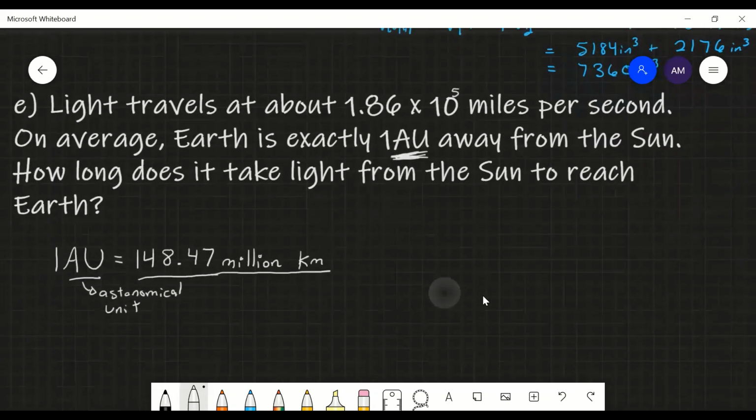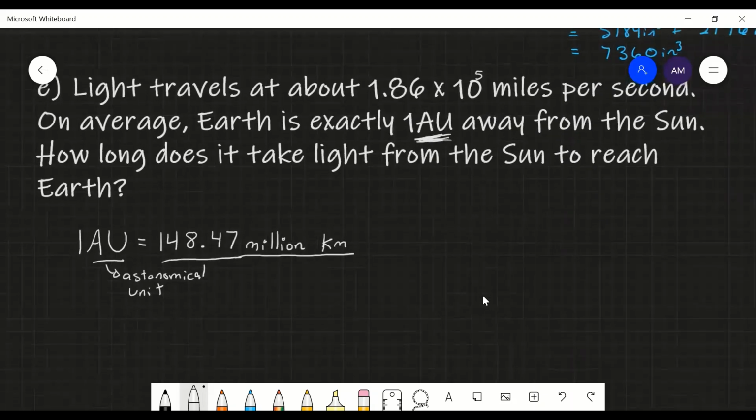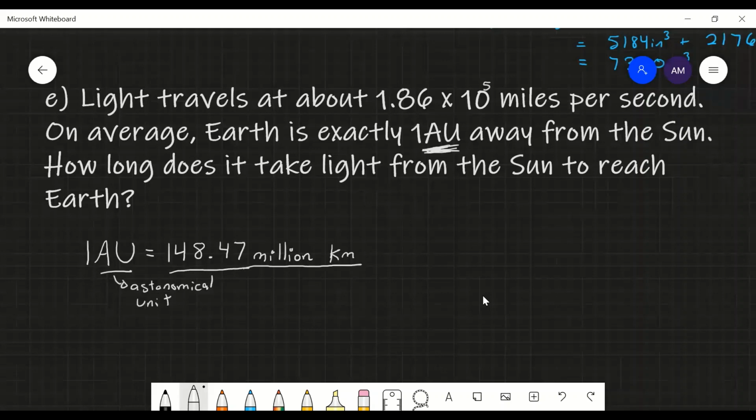So we first need to know what 1 astronomical unit means. A couple of scientists must have got together at some point and determined the distance between the Earth and the sun, but that distance is changing a little bit as time goes on. Throughout the year, sometimes the Earth is closer to the sun and other times it's a bit further away. But on average, it's about this far away: 148.47 million kilometers.